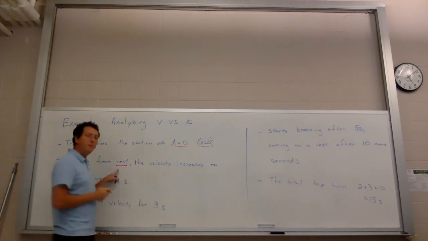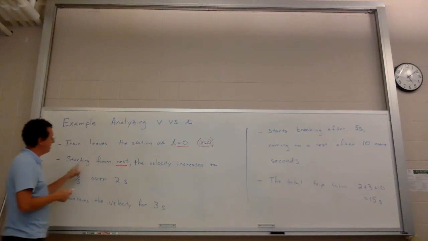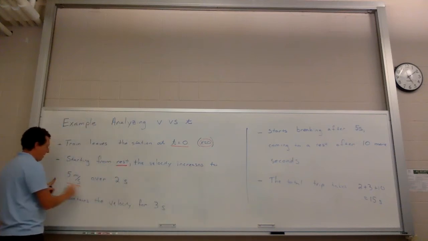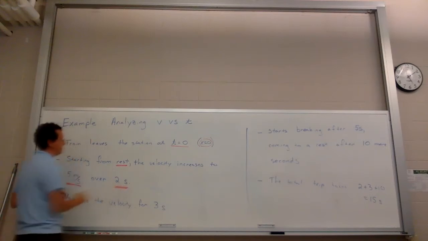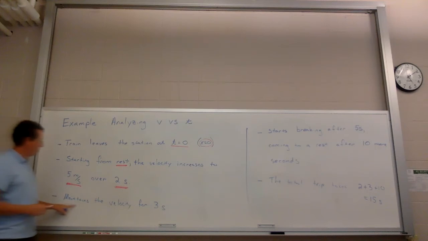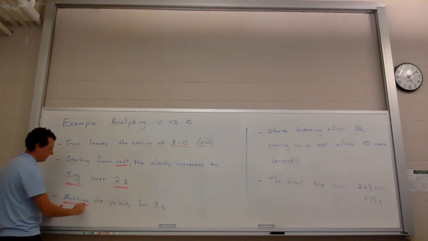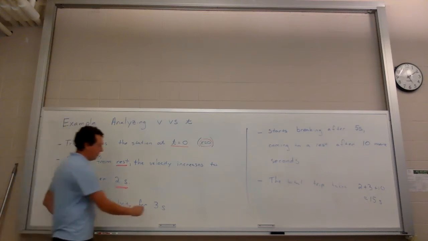Okay, starting from rest. That's going to be a useful thing to note. Rest. If something is at rest, we know its velocity. If something is resting, its velocity is 0. Okay, so that's important. It starts from rest, so the velocity is 0 at the beginning. And then it increases to 5 meters per second, that's going to be important, and over a time interval, that's important. And then we're going to maintain. That means it maintains the velocity, so the velocity won't change over the next 3 seconds.